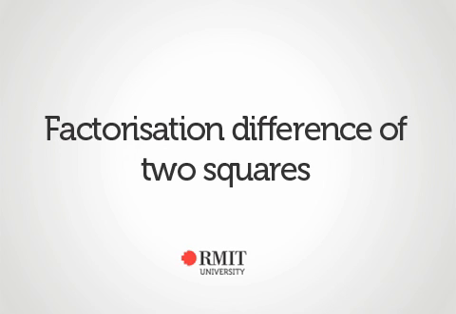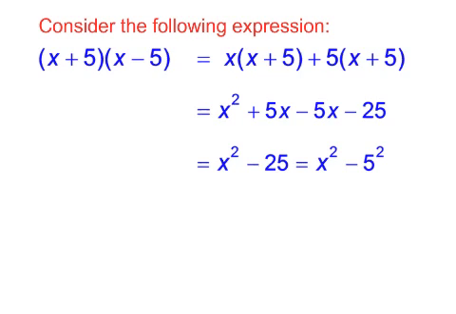This is a short movie on factorisation, the difference of two squares, or DOTS. Let's first of all review our knowledge of removing brackets, x plus 5, x minus 5 in this example. And if you go down 3 lines, we end up with an answer of x squared minus 25. Notice that is the same as x squared minus 5 squared.